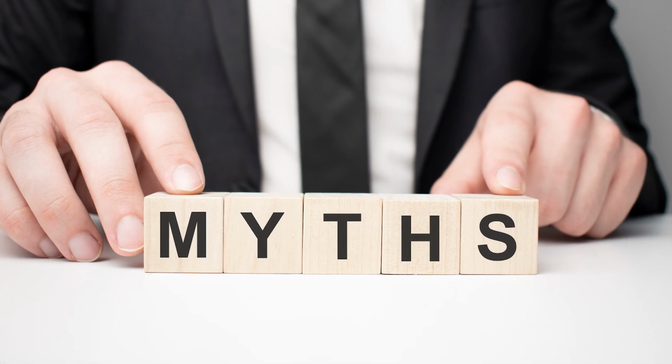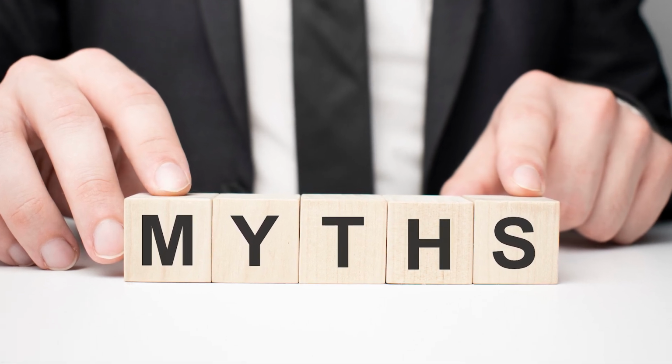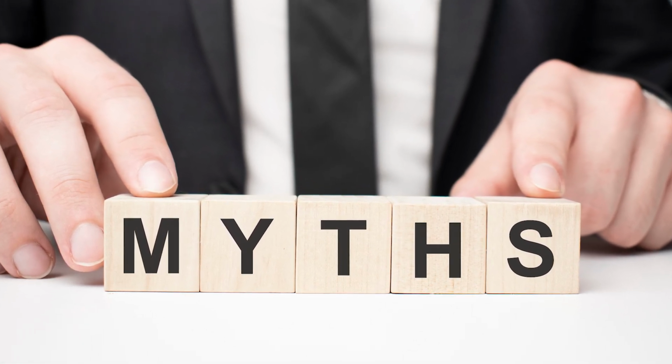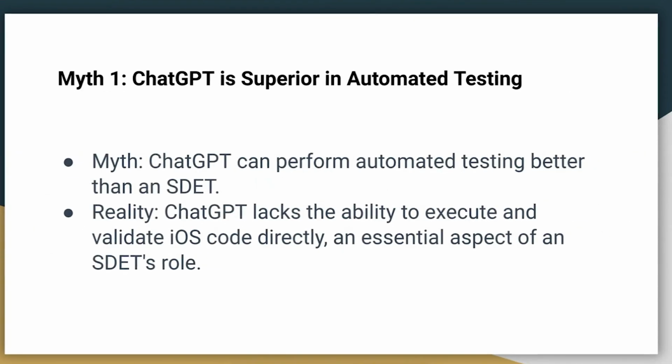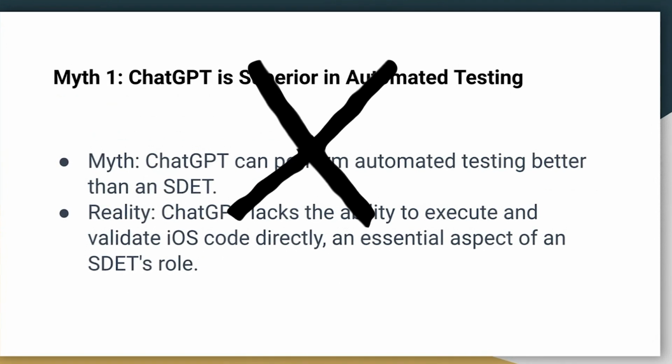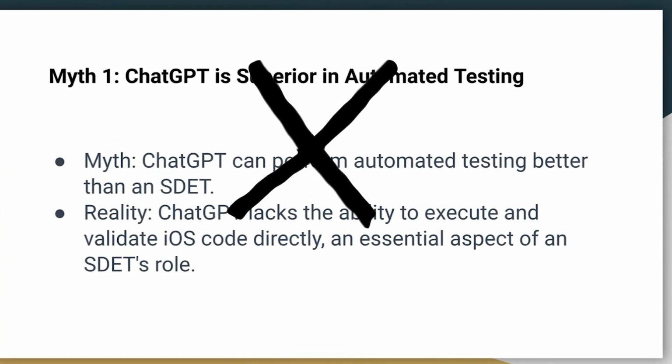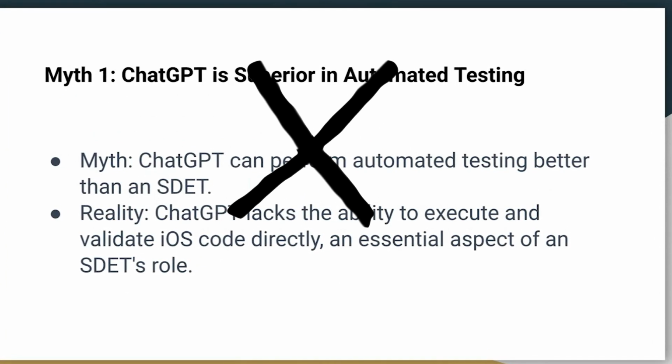Myths about ChatGPT and iOS test engineer roles. Now, let's address some common myths regarding ChatGPT replacing mobile QA engineers. Myth 1: ChatGPT is superior in automated testing. Some believe that ChatGPT can perform automated testing better than a mobile automation engineer.